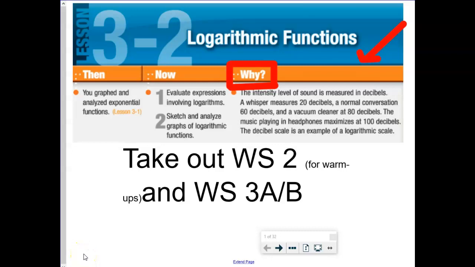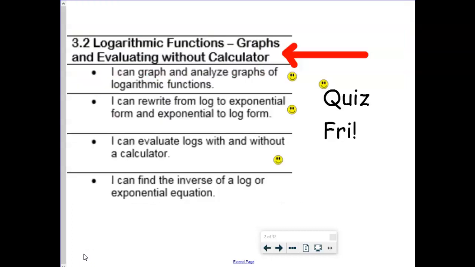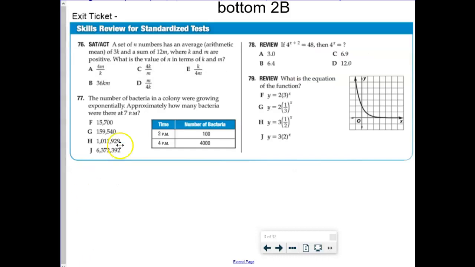All right, so we're looking at the logarithms lesson today, but first I want to review a question from yesterday. I think it was probably the hardest question from yesterday. So if you can find at the bottom of worksheet 2B, I want to look at number 77. Okay, 77. We have number of bacteria in a colony growing exponentially, and they want to know how many bacteria were there at 7 p.m.